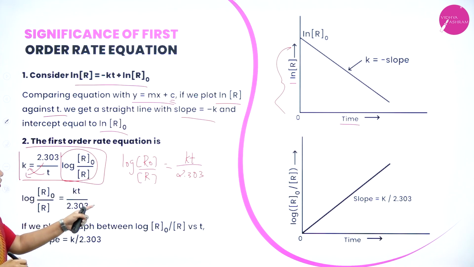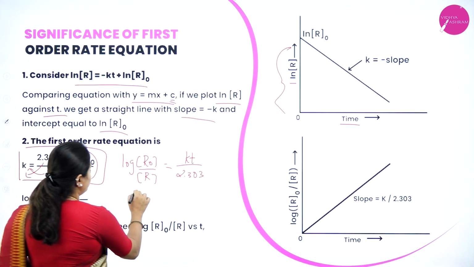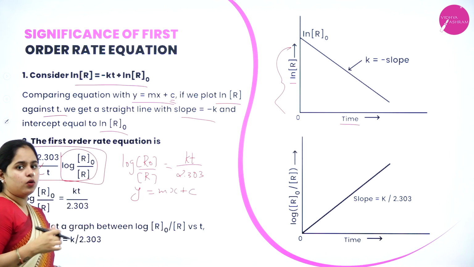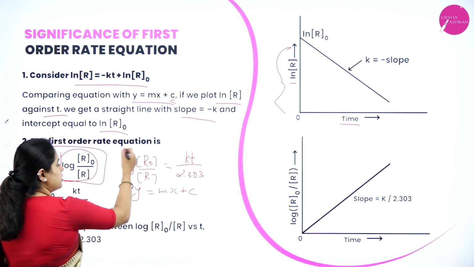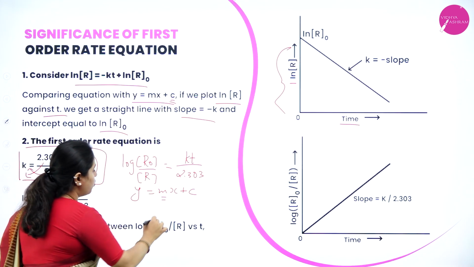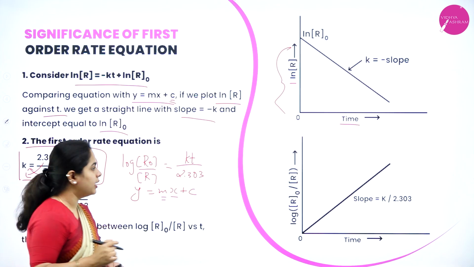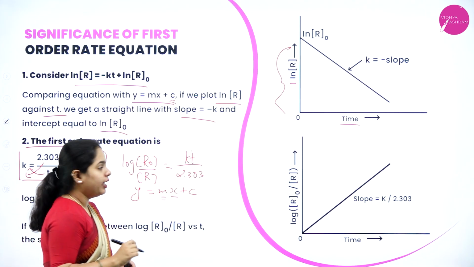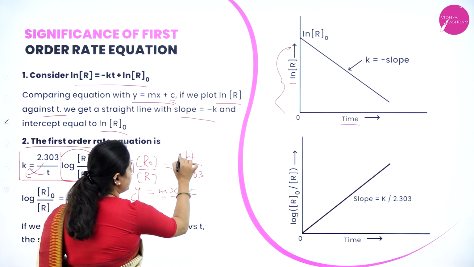Now again we are going to compare this equation with y is equal to mx plus c. What is y here? Log R0 by R. What is x here? x is the time. So what will be m? m will be k by 2.303.